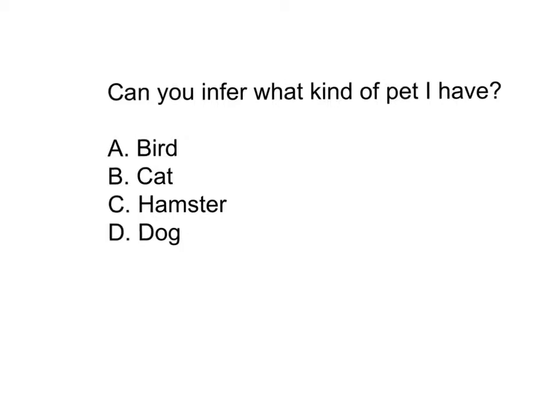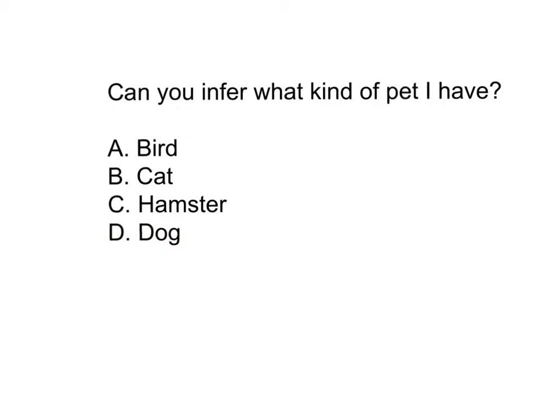So now let's read the question. Can you infer what kind of pet I have? Let's make sure we read all the choices first. A, bird, B, cat, C, hamster, or D, dog. Now when you're making an inference, in the back of your mind, you have to think about what detail can support your inference. And your inference needs to be made specifically from what you read in the text.